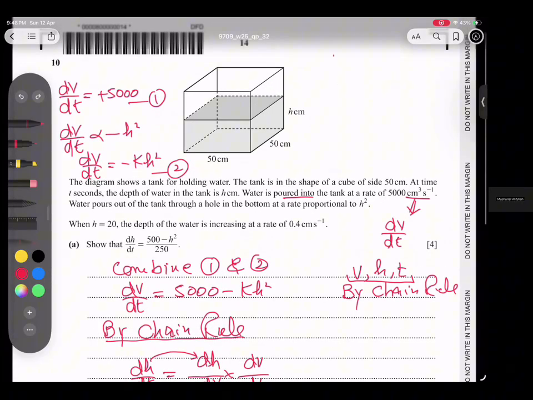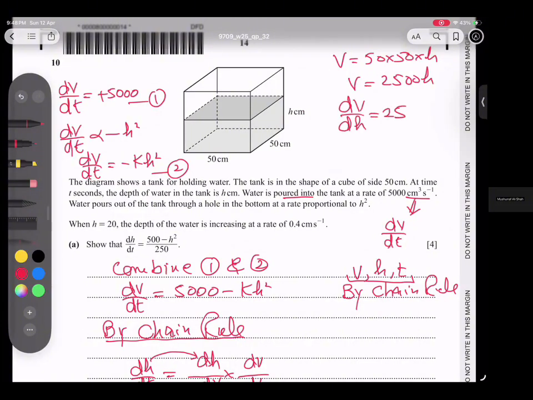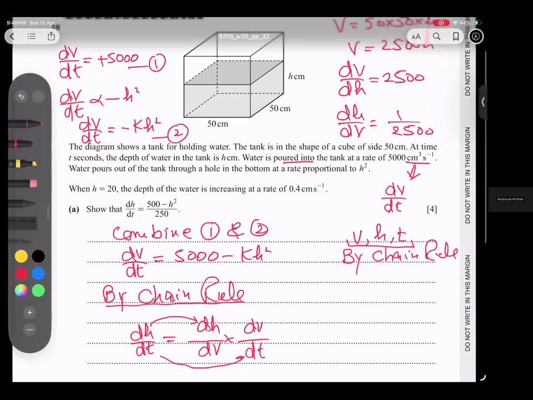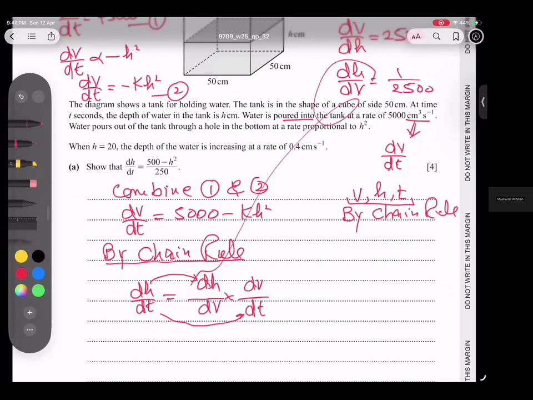The volume of this tank is length times width times height, so 50 times 50 times h, which gives 2500h. If we differentiate dV by dh, we get 2500. If I take the reciprocal, dh/dV gives us 1 over 2500. You may ask why we have done this. The reason is, if you look carefully, this is dh by dV.